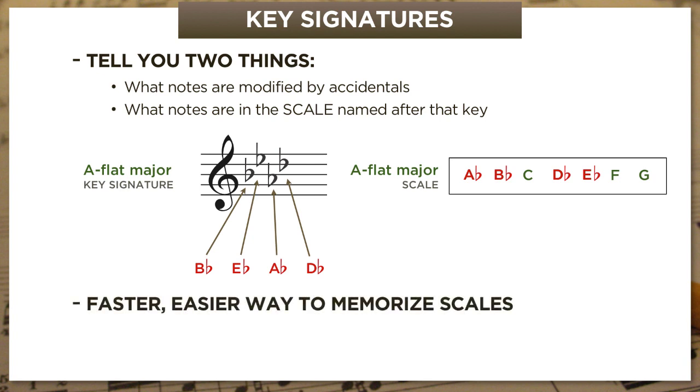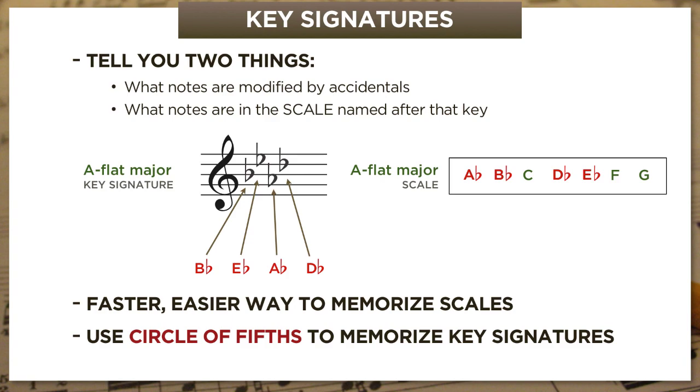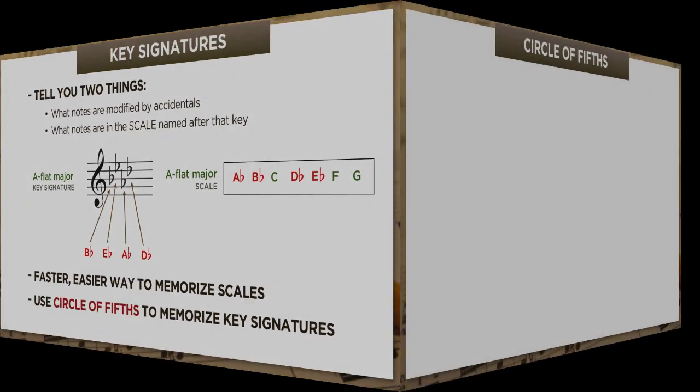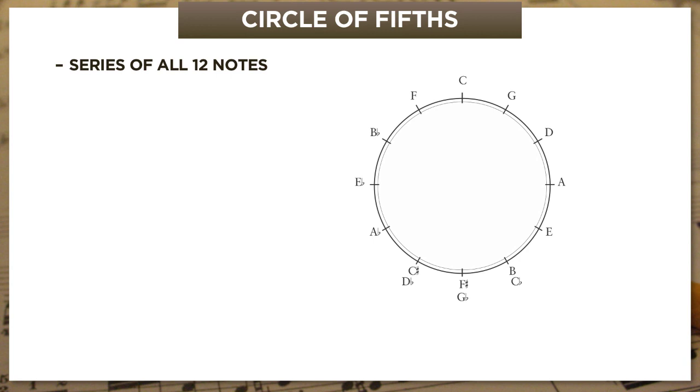So key signatures are a faster, easier way to memorize scales. That's great news. However, you have to also memorize your key signatures. Thankfully, there's an easy way to do this using what's called the circle of fifths. Now, what's the circle of fifths? It's an arrangement of all 12 notes in succession so that each is separated from the next by 7 semitones, or what's called a perfect fifth.